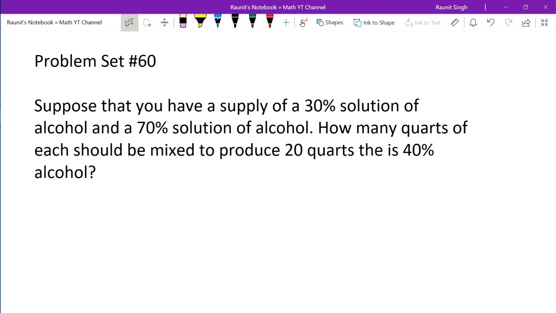So our next problem, and I think this one's our last. Suppose that you have a supply of 30% solution of alcohol and a 70% solution of alcohol. How many quarts of each should be mixed to produce 20 quarts that is 40% alcohol?